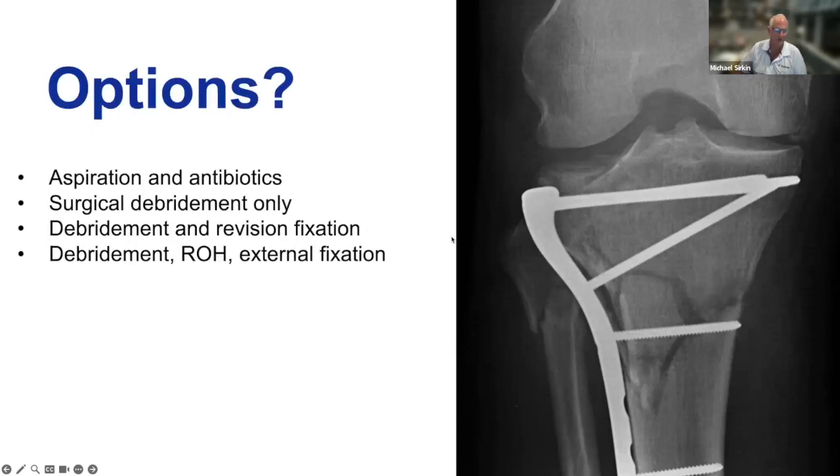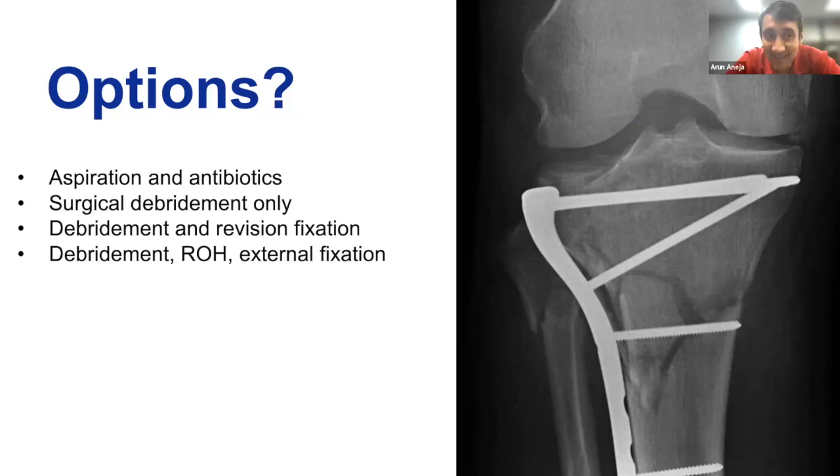The options are pretty much always the same when we deal with these cases. It could be aspiration and antibiotics, surgical debridement only, debridement and revision internal fixation, or debridement and removal of fixation. The big question here is whether to revise this with the malunion. I think that at 2 weeks, if it was anatomically aligned, we probably would not have as good of a discussion around this issue. I'll ask Arun or Leah, what do you think? Would you revise it, or would you just leave it the way it is?